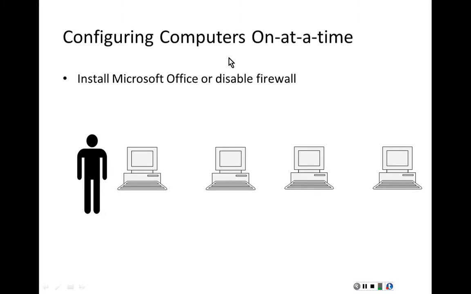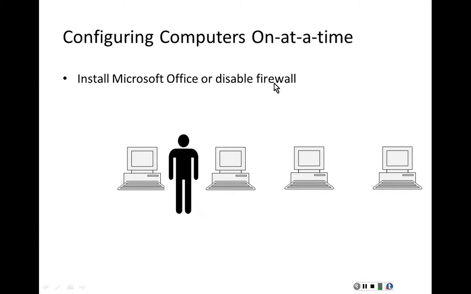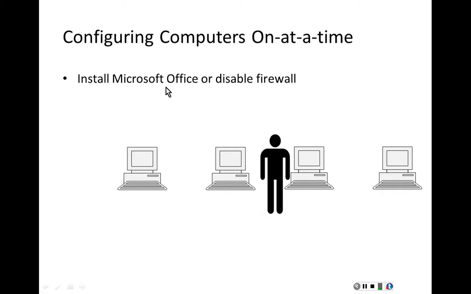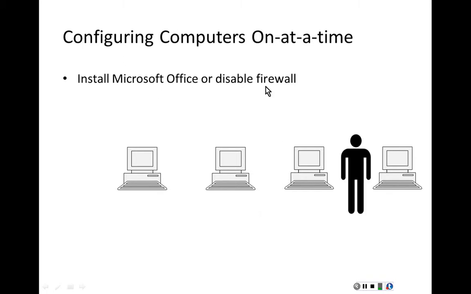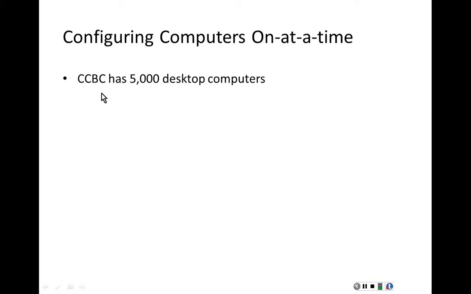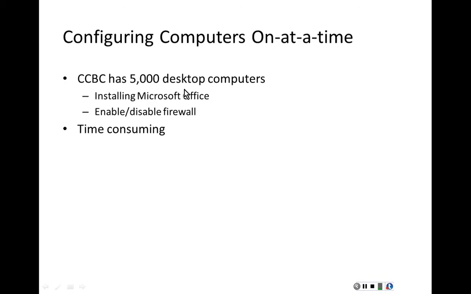Let's first look at configuring computers one at a time. If you were to install Microsoft Office or disable a firewall on one computer, it wouldn't take so long. But if you had a large number of computers and you had to walk around to each individual computer to install Microsoft Office or to disable the firewall, that could be awfully labor intensive. Here at the Community College of Baltimore County, we have 5,000 desktop computers. So to walk around to each individual computer to install Microsoft Office or to configure the firewall would be extremely time consuming.